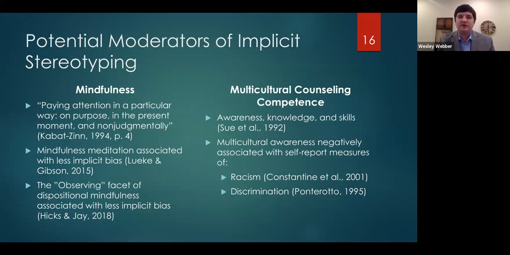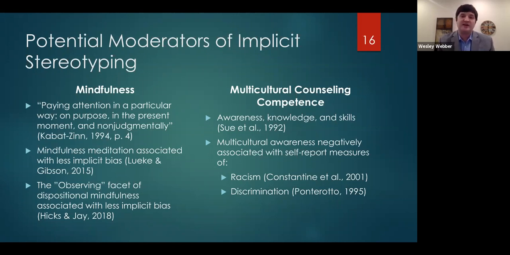So a great thing about having any kind of measure of biases or stereotyping here is that you can also look at whether there might be any moderators of any stereotyping effects that are found. So in my study, I looked into the possibility of two different moderators based on previous literature. Mindfulness, which is something that's become a pretty popular construct in our fields. So this can be defined as paying attention in a particular way on purpose in the present moment, non-judgmentally.